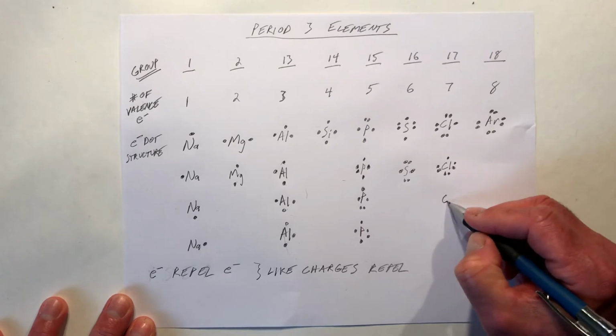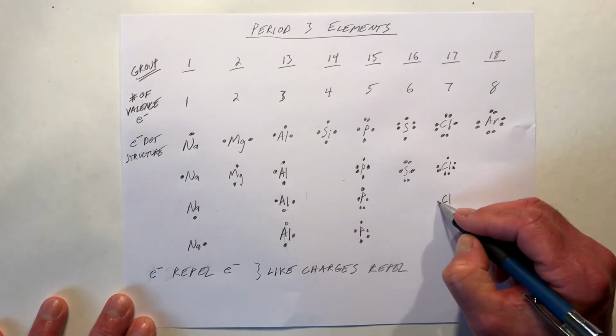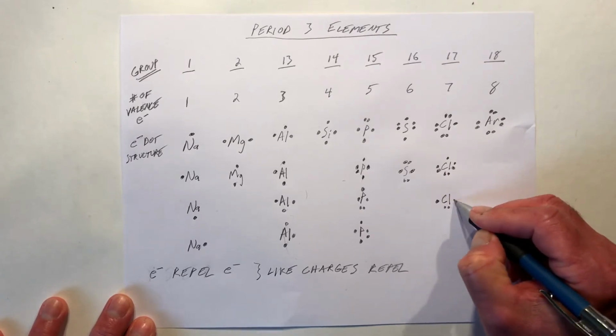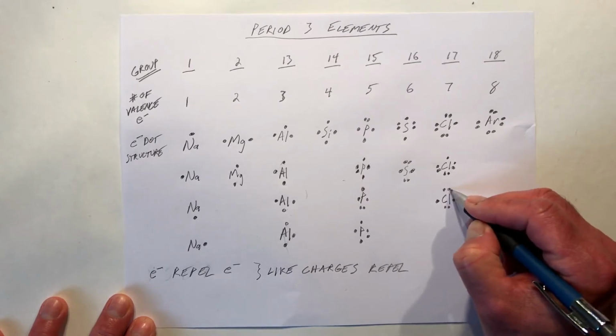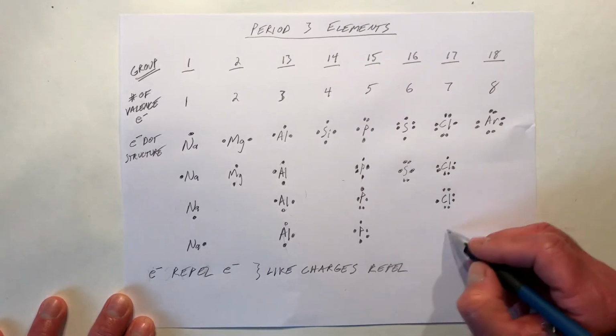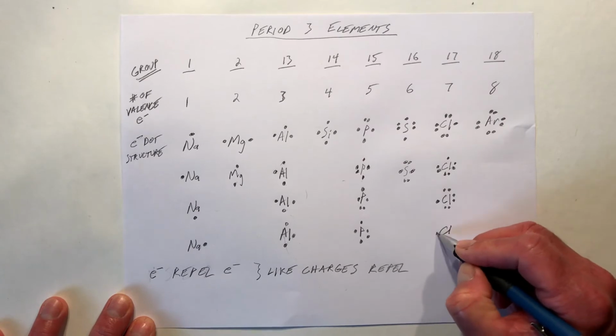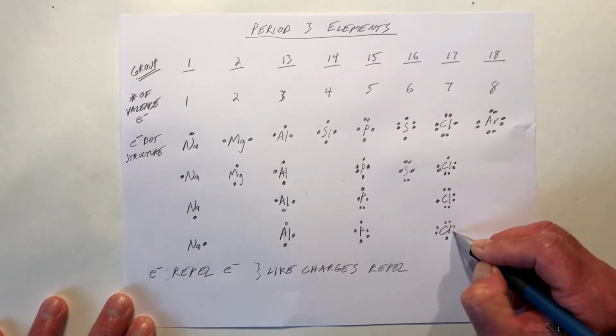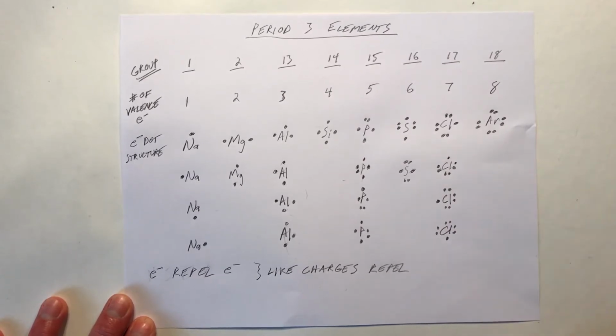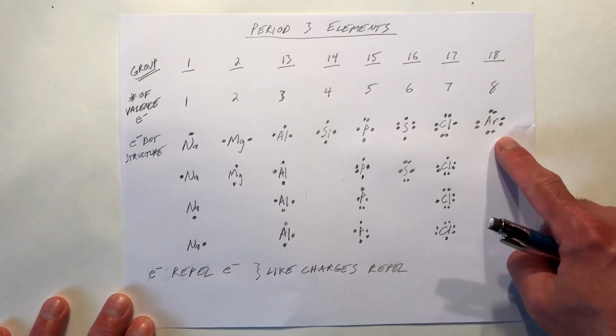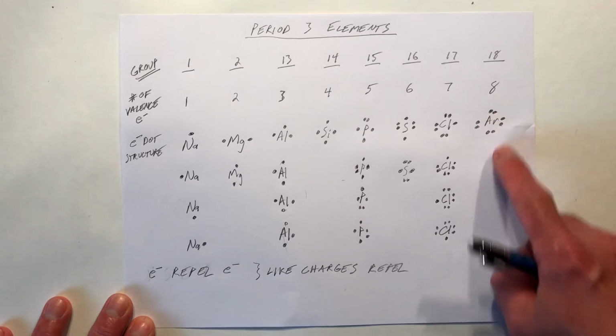We can put the single electron on the left and fill in the other sides of the symbol with pairs, or we can put the single electron on the bottom and fill in the other sides with pairs. Again, it doesn't really matter. We just want to make sure electrons are as far apart as possible. When you have 8 valence electrons, we just have 4 pairs around the symbol.